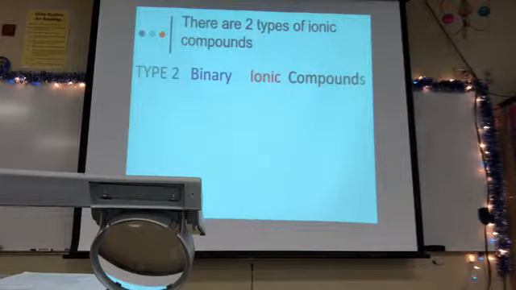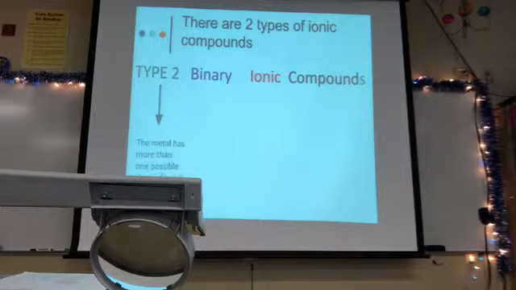Now, type 1 only has one possible charge. What do you think type 2 is going to be? It has more than one possible charge, right? So type 2 means the metal has more than one possible charge.